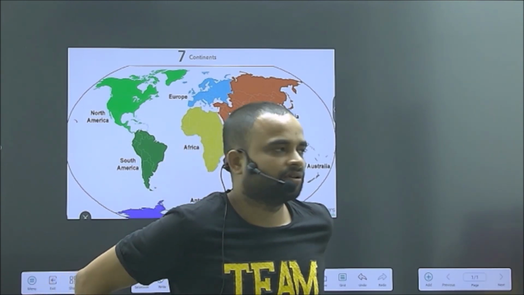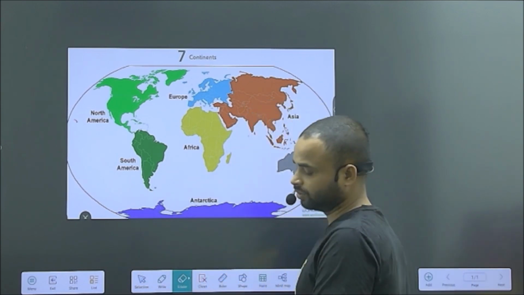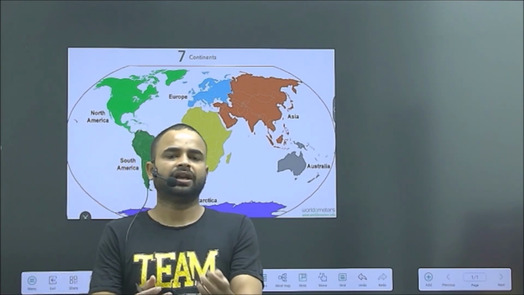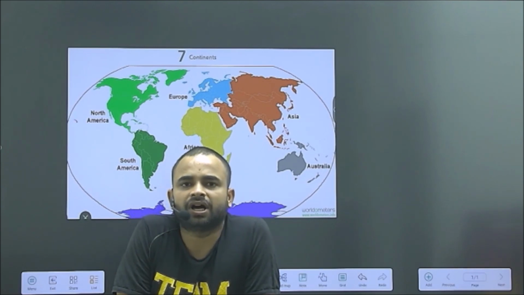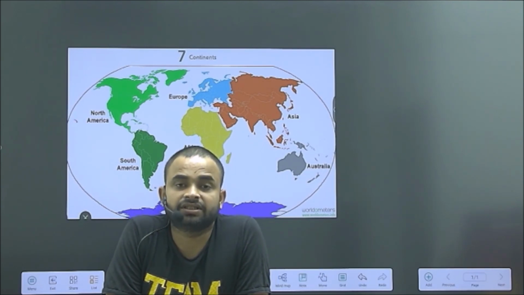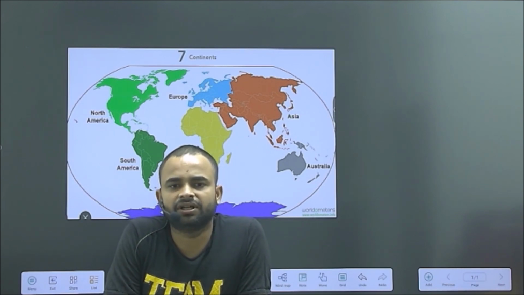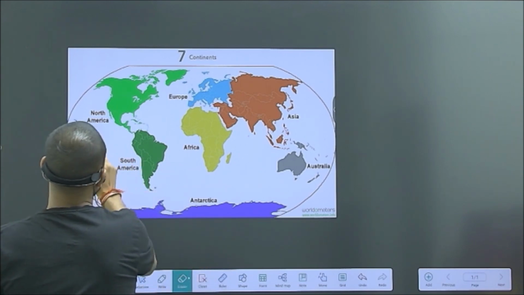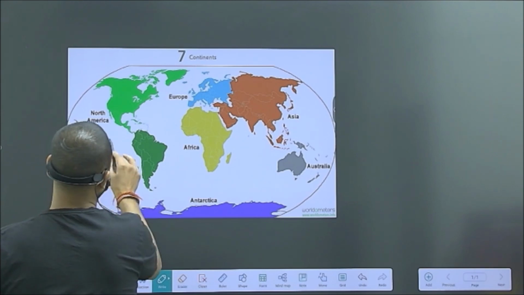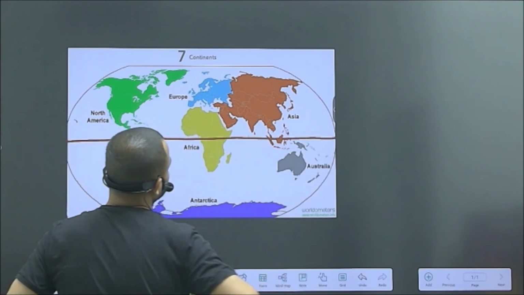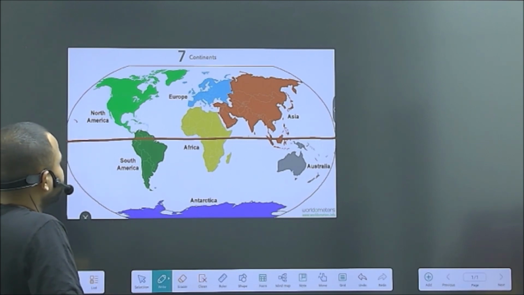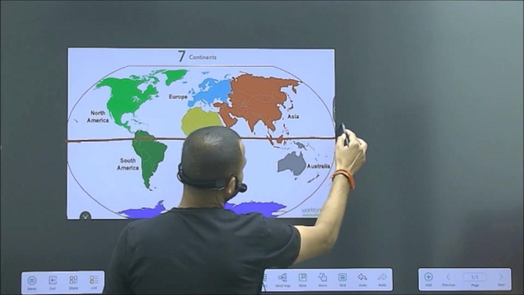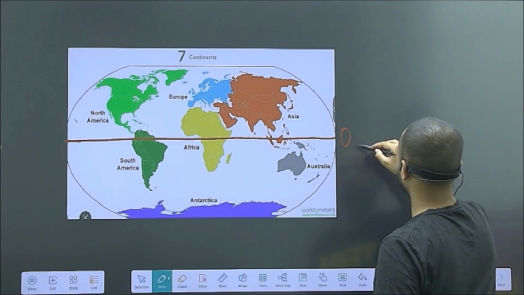So first of all, latitude and longitude are both virtually located on our Earth. They are not geographically located, only virtually located. In the middle of the Earth, from 0 degree, the equator.